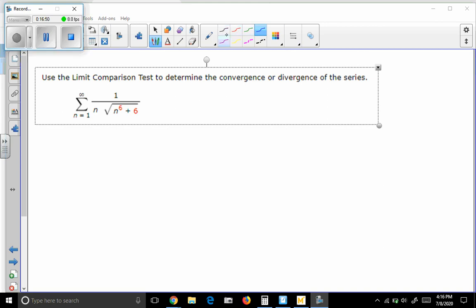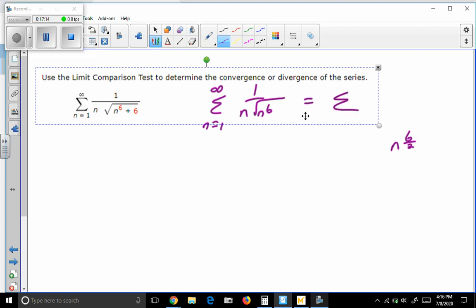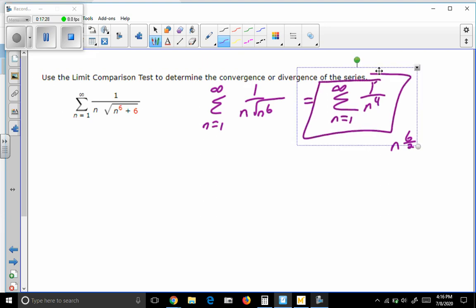Okay, we're asked to do limit comparison again. So let's compare this to 1 over n times the square root of n to the 6. Let's just drop that plus 6 off. The square root of n to the 6 is n to the third, because our power is 6, our root is 2, and 6 divided by 2 is 3. So we could rewrite this as 1 over n times n cubed, or n to the fourth. So this is a series that we're going to compare it with.